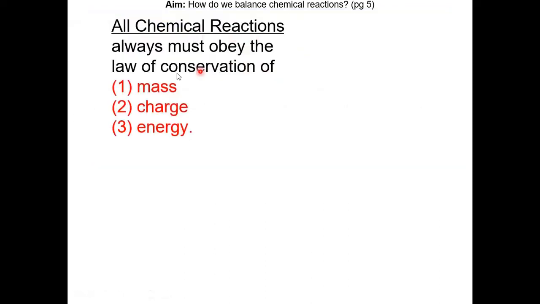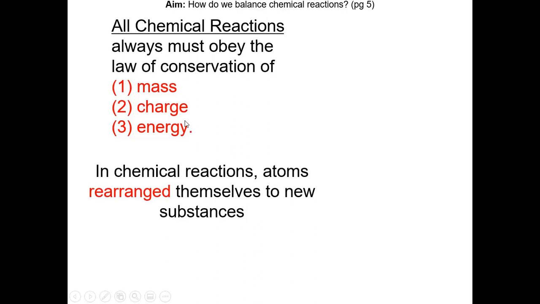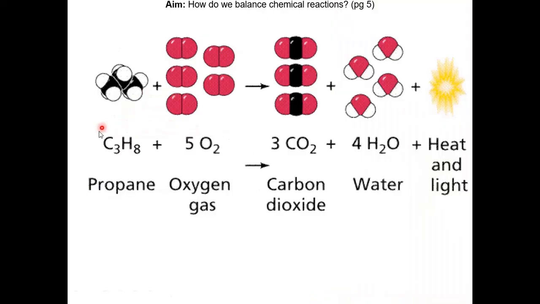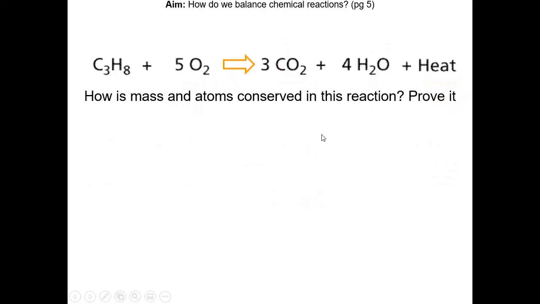All chemical reactions always must obey the law of conservation of mass, charge, and energy. So during a chemical reaction, atoms rearrange themselves to produce a new substance. So here's a cartoon of the laws of conservation. Here's the combustion reaction of propane. We are going to prove in this chemical equation the law of conservation of mass and atoms is conserved.